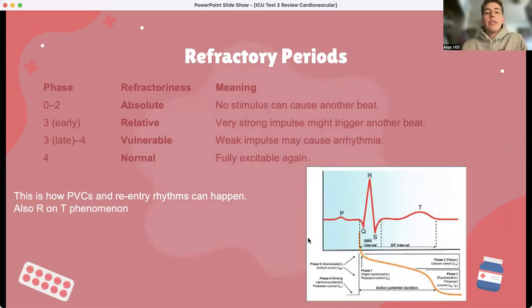Okay, so refractory periods, this is kind of what we were talking about earlier. I also put this action potential next to your ECG, QRS and T wave. So you can kind of see how they're happening at the same time. So from late 3 to the early 4, you have a vulnerable period where if you get another impulse, it can cause an arrhythmia. So you can see if you have a wide QT interval, that period of weakness is enlarged. And so you're more likely to get those weird arrhythmias.